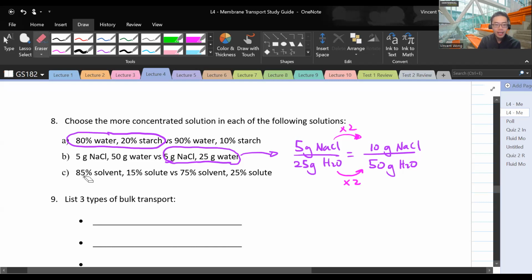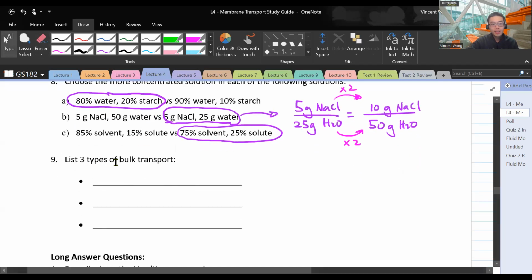Last, we have 85% solvent, that's the liquid portion, and 15% solute, 75% solvent, and 25% solute. And once again, the one that has higher percentage of solute, that's the more concentrated. Okay.